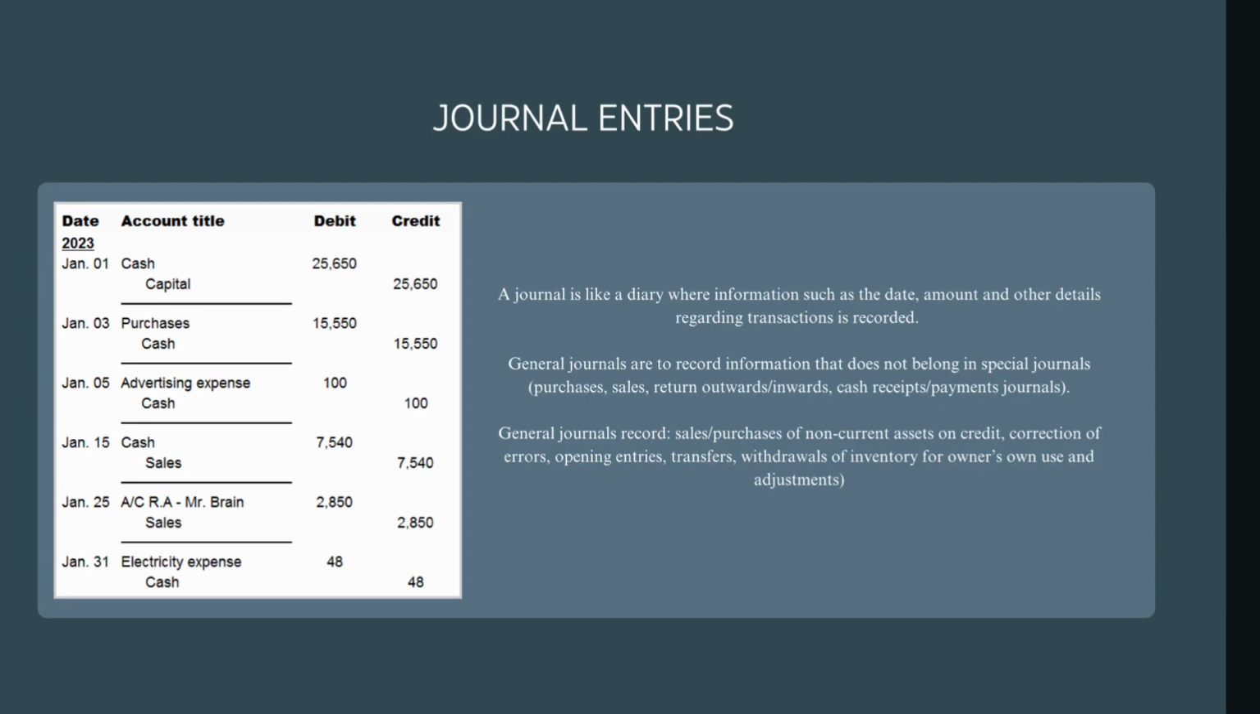And to record the date, firstly we will list down the year and of course the month and day. The account title records information such as cash, capital, and the debit is recorded first, then the credit.